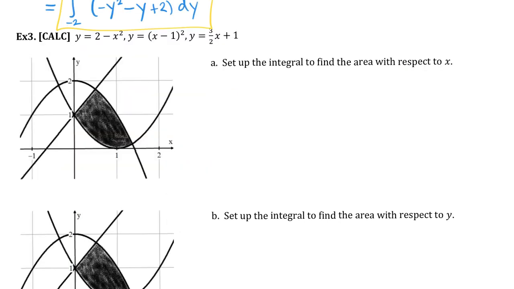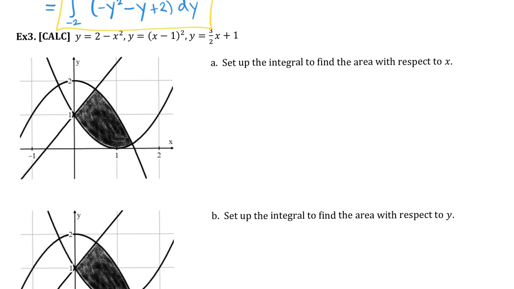Okay, last example, but we're going to do it 2 ways. Okay, they've given me 3 functions. They're graphed here. The area between their curves is this region in here. I'm going to do this once, setting up the integral with respect to x, and then the second time I'm going to do it with respect to y. And I'm not going to solve it, but I am going to set it up. If I actually did solve it, I would get the same results both ways.